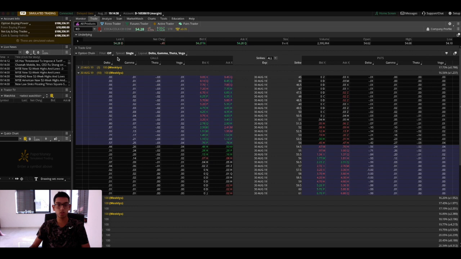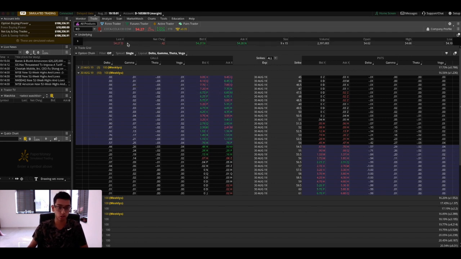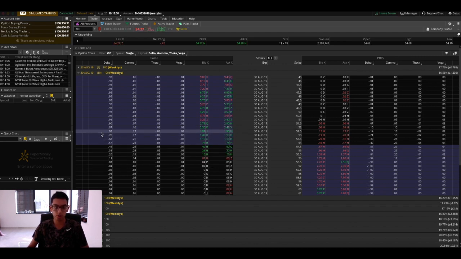First of all, we're just going to start off with delta. Delta basically determines the price of the option for every dollar the stock increases. It doesn't matter what stock; it can be a penny stock or a stock like Coca-Cola. So if Coca-Cola rises by $1, the price of the option will increase by this amount here.